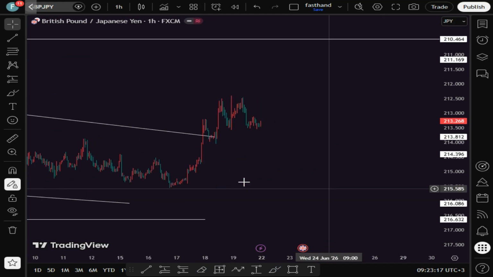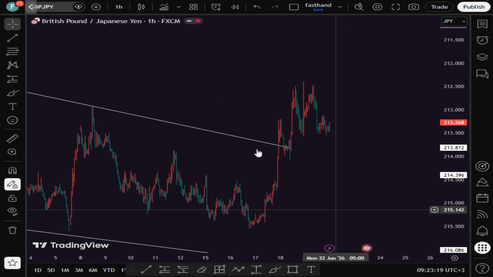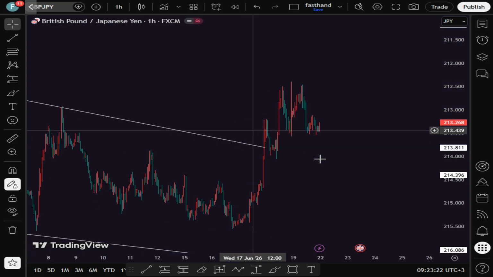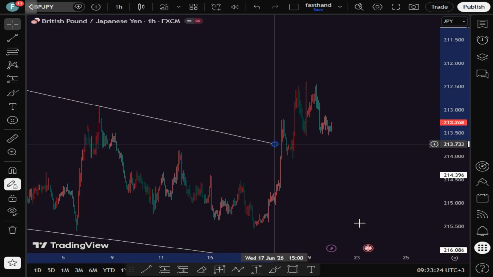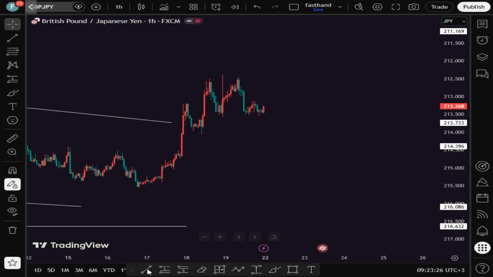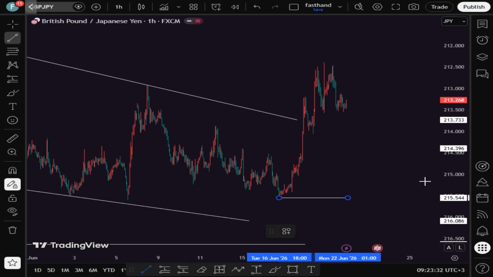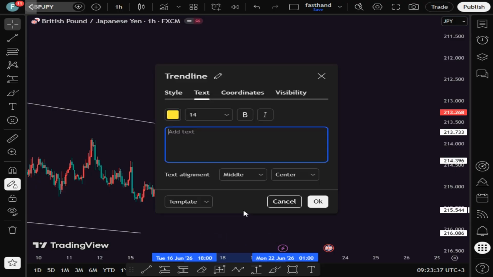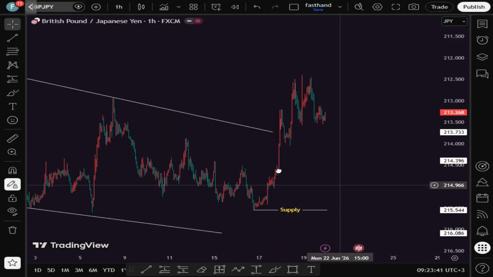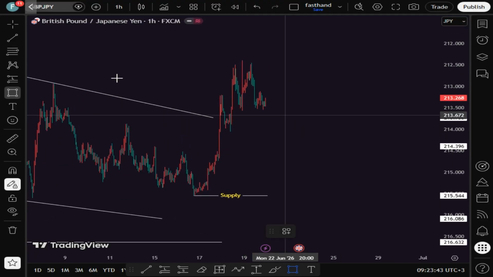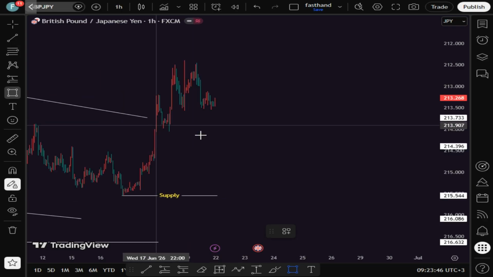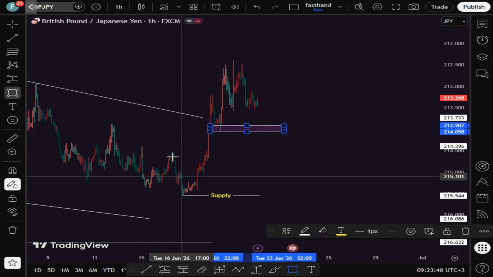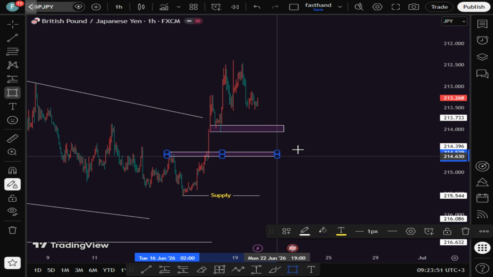Let me adjust this joint. So we have these as our supply zone. This is also a supply zone if you like. So at least wait for price to continue pulling back. The next zone that we should watch out for is that zone, but then if price continues to drop, this should be the next zone.